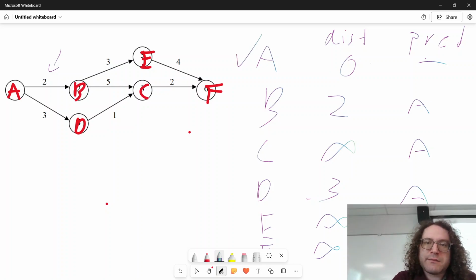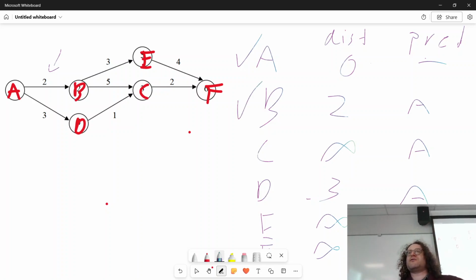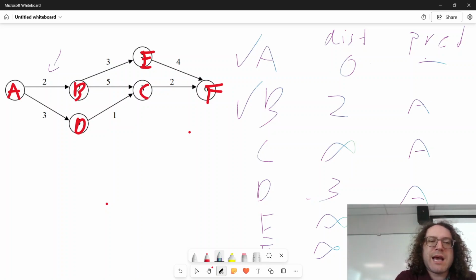So A is done. Next, we go through and select the node that has the cheapest distance. If it's the node with the cheapest distance at this point, then it is solved because of the assumptions Dijkstra's runs on: no negative cycles. So B is solved next. Let's go through its edges. B to C has an edge, and B to E has an edge.